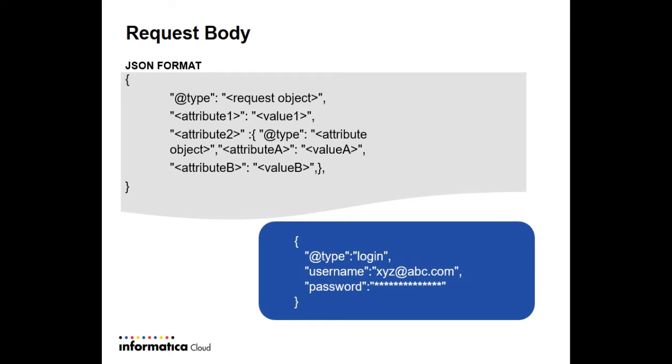Let us now discuss the request body, which is the second part of a request. If we need to pass any additional attributes to the resource, we use the request body. When you use the JSON format, define a request object with the @type attribute as shown here. When you pass the attributes in a request body, you pass the attributes as part of an object. For example, to log in with the login resource, you pass the required username and password attributes in a login object. So far, we have discussed how the request body looks when the format chosen is JSON.